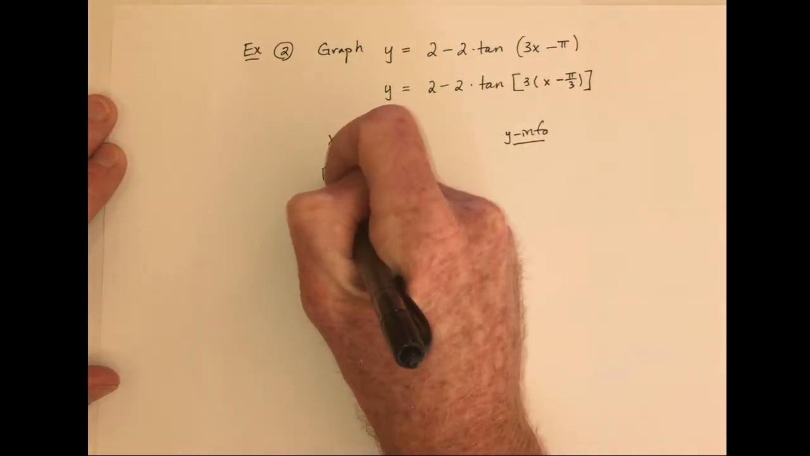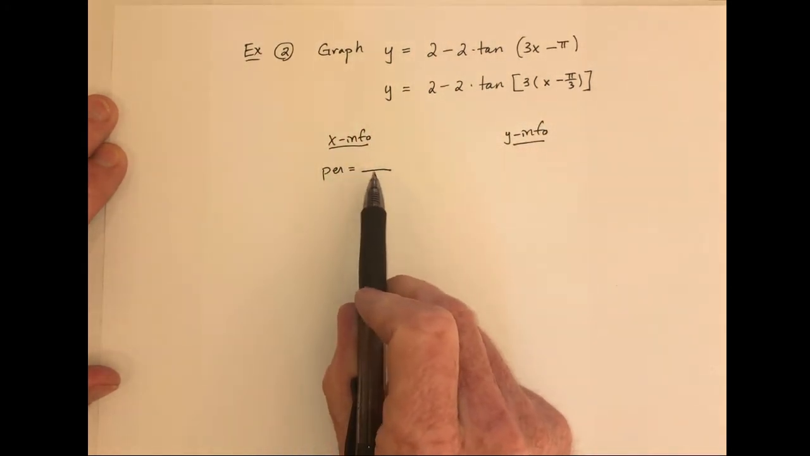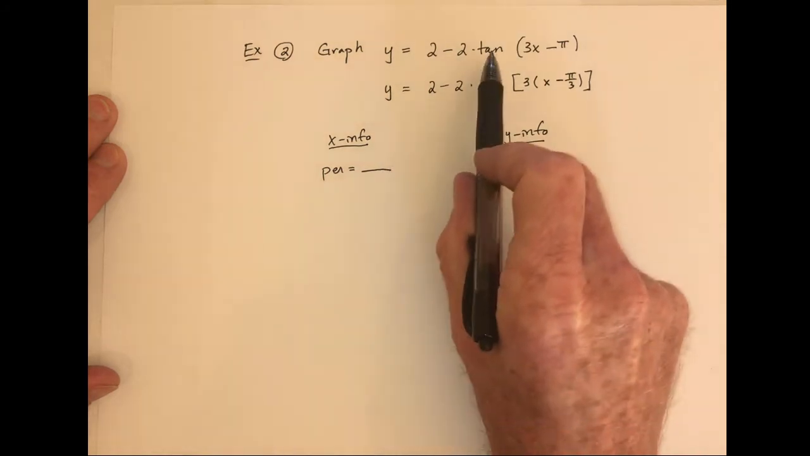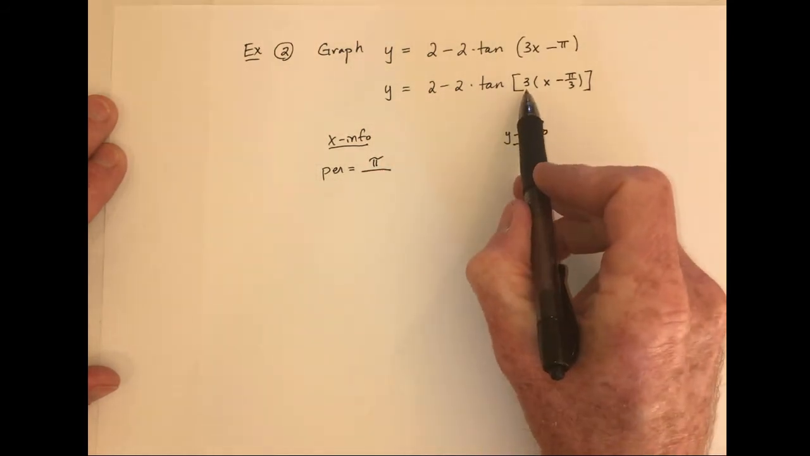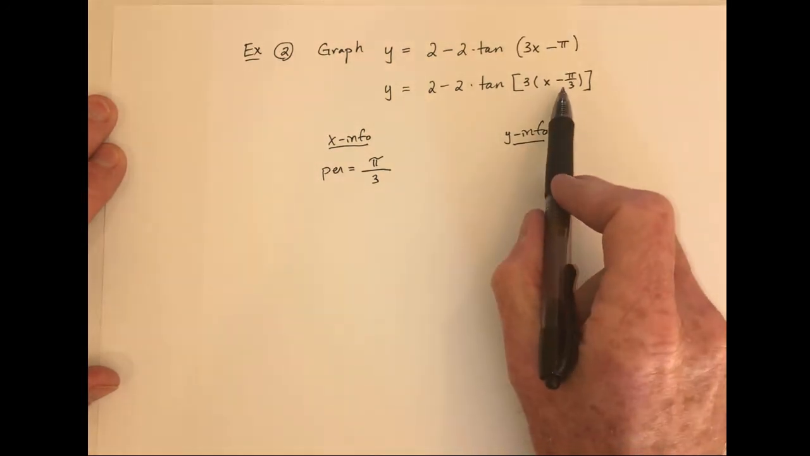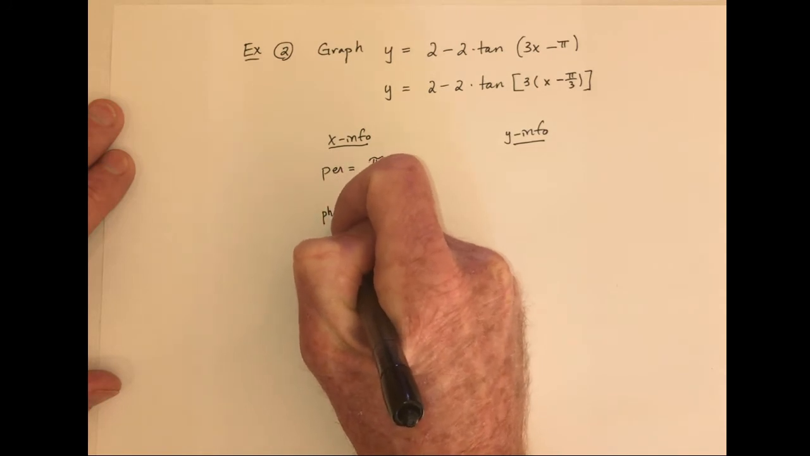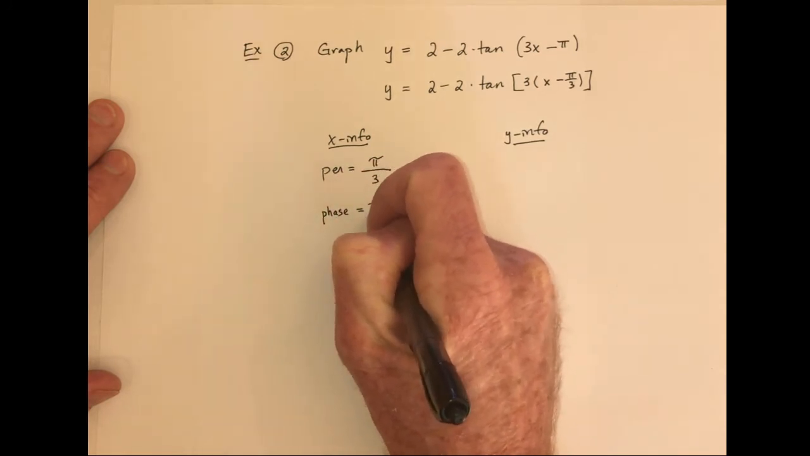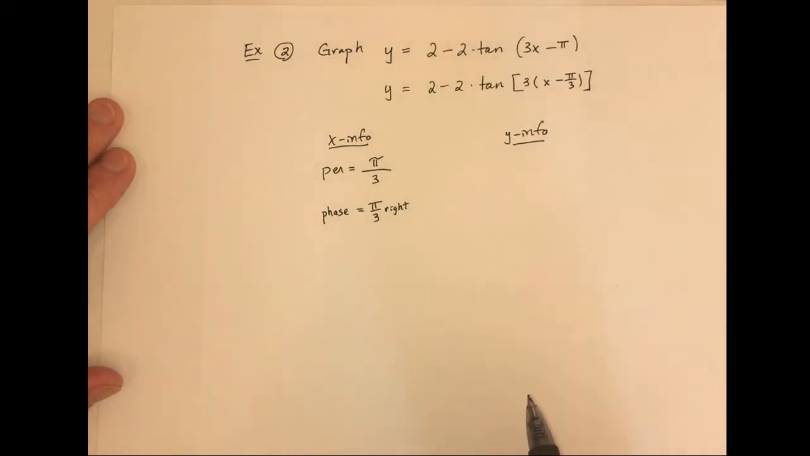So for the x information, the period is usually 2 pi divided by b, but the period for tangent is pi. So this is going to be pi divided by b, so that's pi divided by 3. And then this is the horizontal or the phase shift, so that means that it got moved over to the right. So the horizontal or phase shift is pi over 3, or for a little more information, you could say pi over 3 to the right.